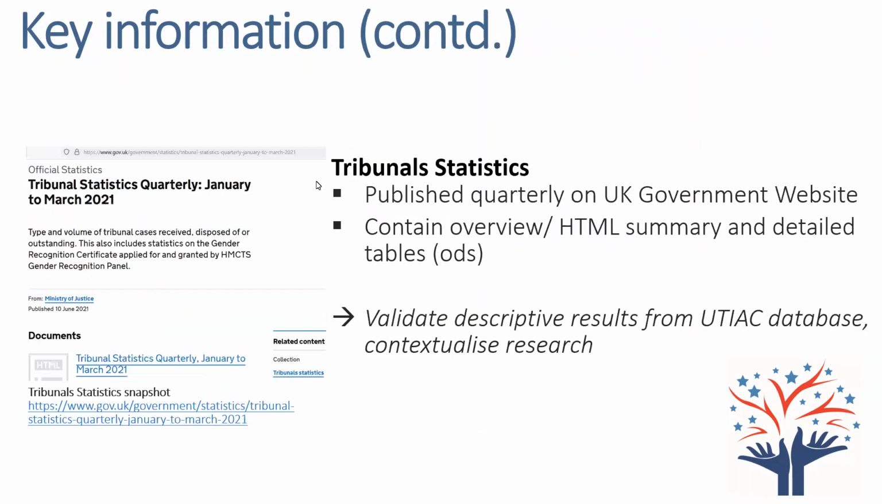The second dataset I use is official statistics about a range of courts and tribunals outcomes provided by the Tribunal Statistics Service. This is a quarterly publication available on gov.uk, and you can see a snapshot on the left. This gives an overview of tribunals' work, for example, in terms of caseload or appeal outcomes, and is available both as a curated summary report in HTML and as detailed tables for download in open document format. And I use this dataset, or these datasets really, to validate the descriptive results from my own database and to contextualize the research.